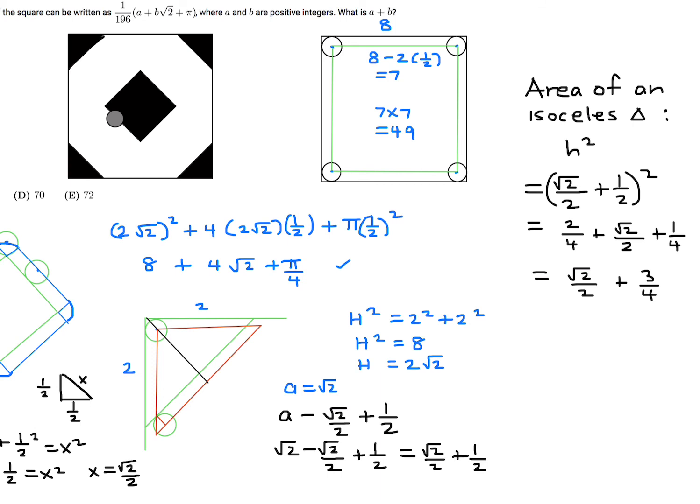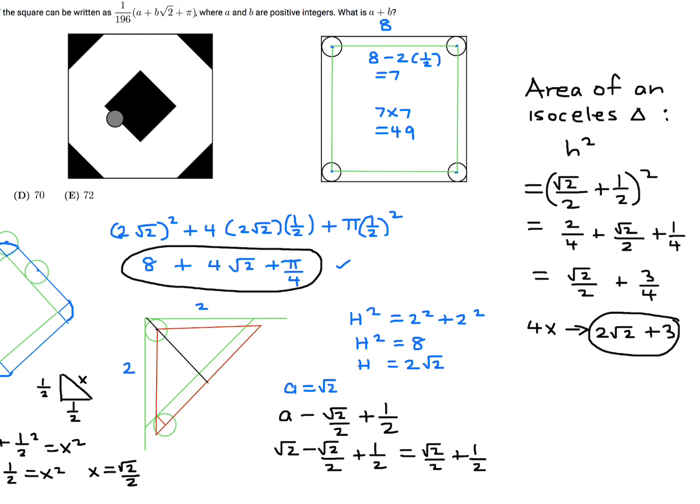But there's 4 of these guys, right? 1, 2, 3, 4. So I have to multiply that whole thing by 4. And when I do, 4 times that, I get 2 root 2 plus 3. Okay, so I've got to take this and add it to this. So when I do, I get 11 plus 6 root 2 plus pi over 4.